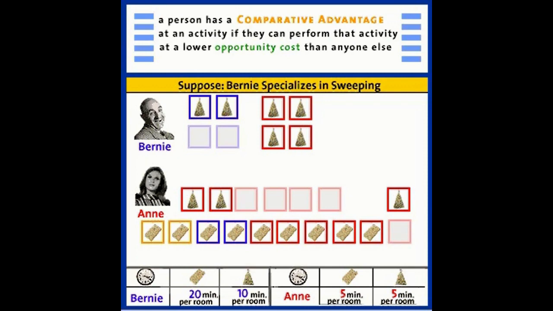But the point that I want to make is this. By Bernie specializing according to his comparative advantage, and by Ann specializing according to her comparative advantage, the 2 of them working together, specializing and trading, are able to produce 9 clean rooms, 9 swept, 9 scrubbed rooms, rather than simply 8 as before. Now, let's take a look at the production possibilities frontier and show how this story translates into a graph.